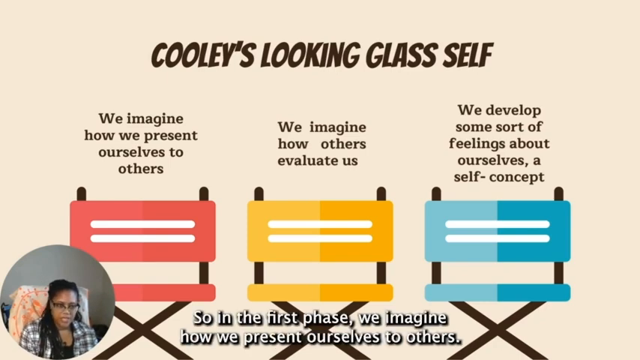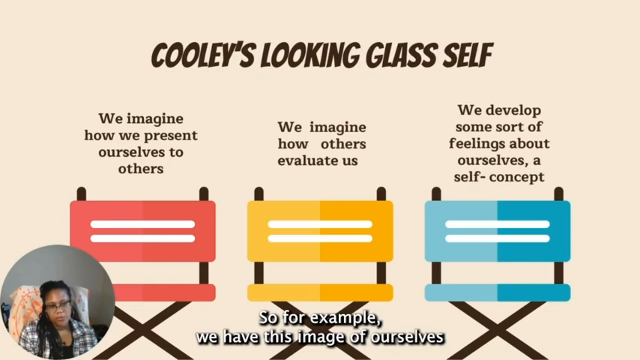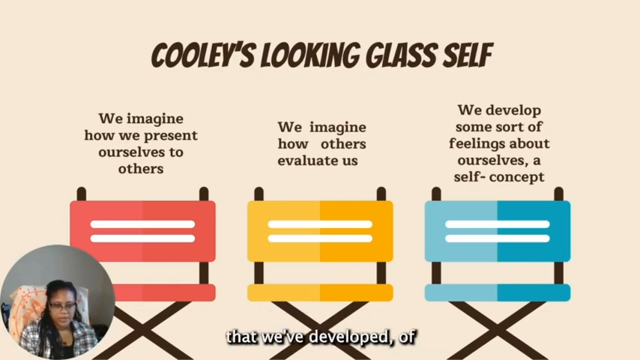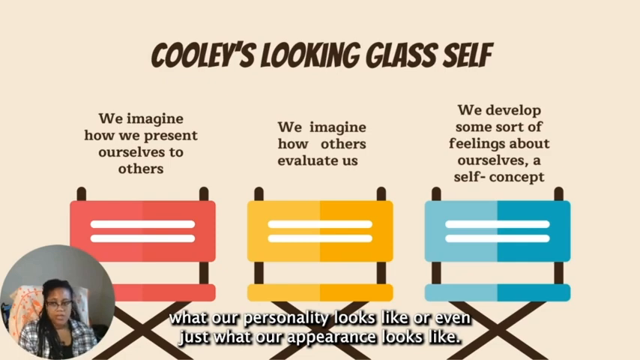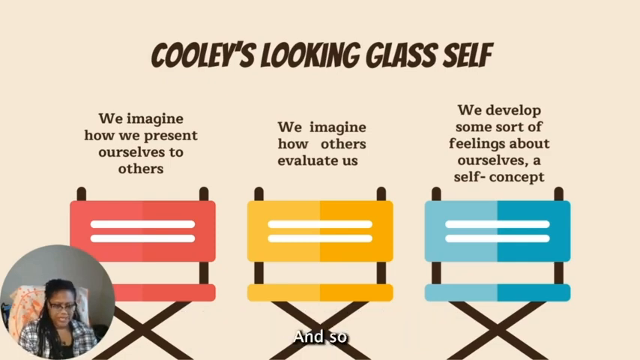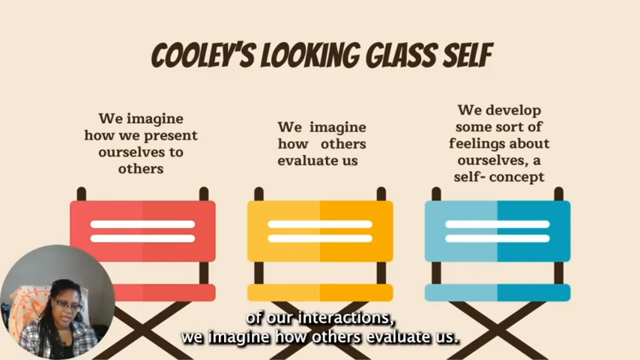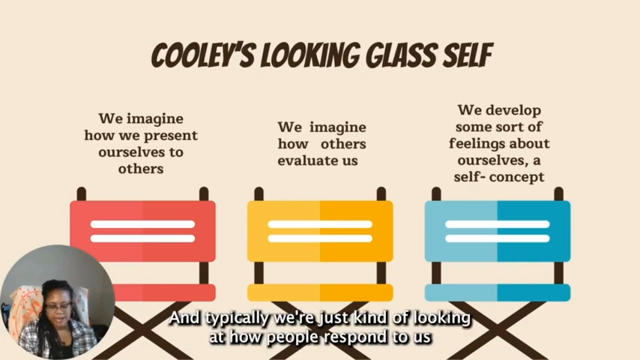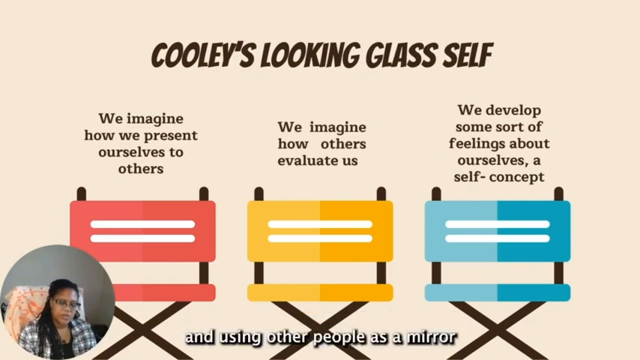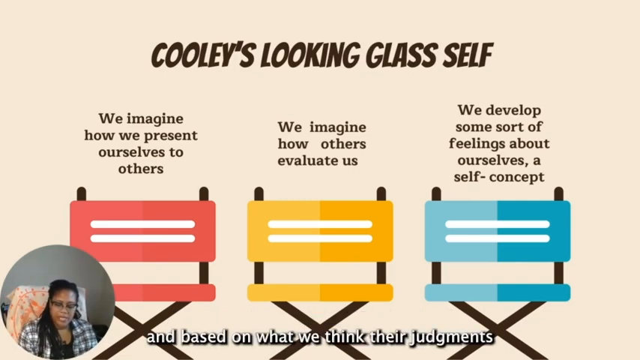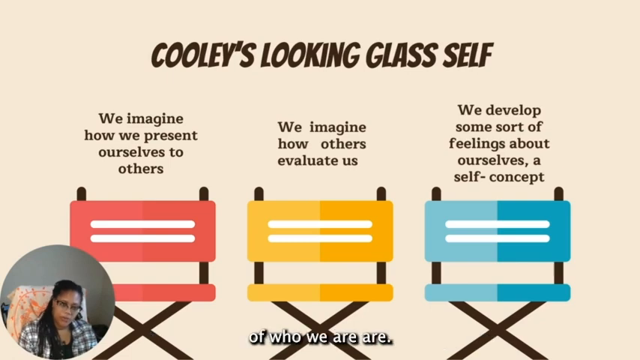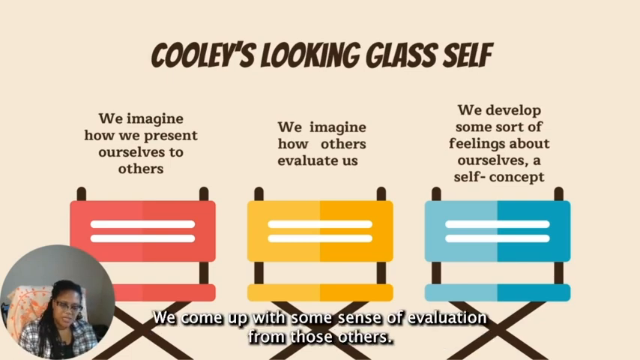So, in the first phase, we imagine how we present ourselves to others. So, for example, we have this image of ourselves that we've developed, what our personality looks like, or even just what our appearance looks like. And so we come up with some sense of identity and self that we want to present to other people. And then, as a result of our interactions, we imagine how others evaluate us. And typically, we're just looking at how people respond to us and using other people as a mirror.